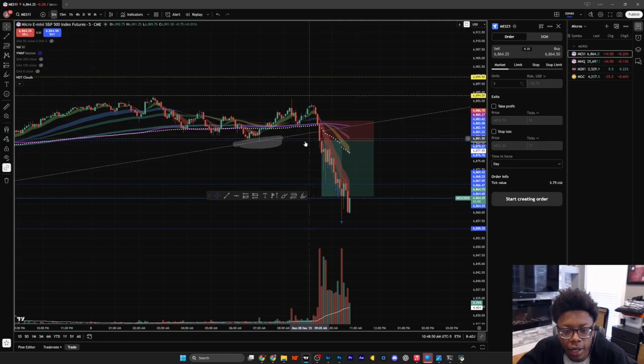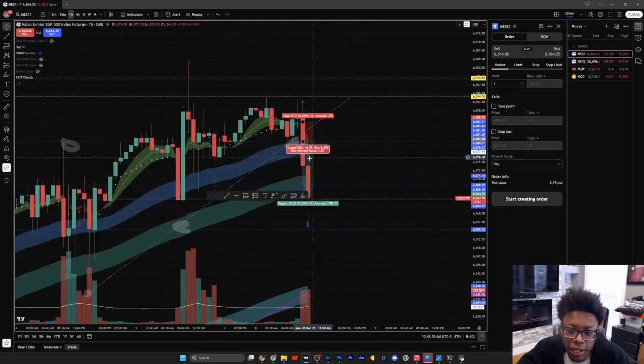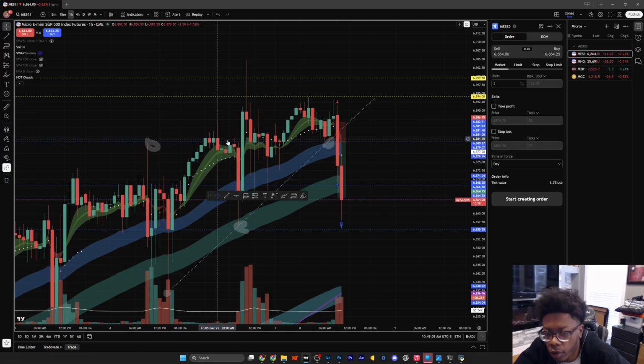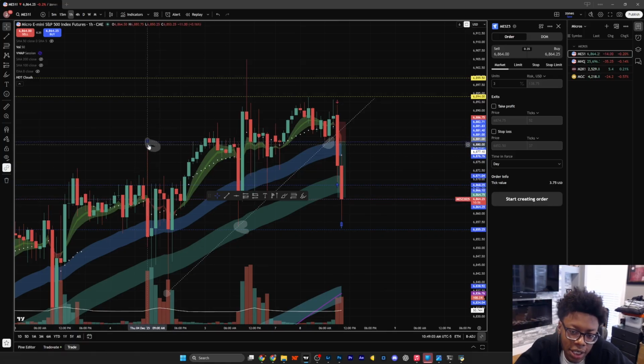And then right here, I have a 1 hour support that I drew. So as you can see, it was respecting it right here, it was respecting it right here, and then it was bouncing off of it right here. So the way support works is previous resistance turns into support. So as you can see, it bounced off of it and then came here, bounced off of it, and was holding above it right here.